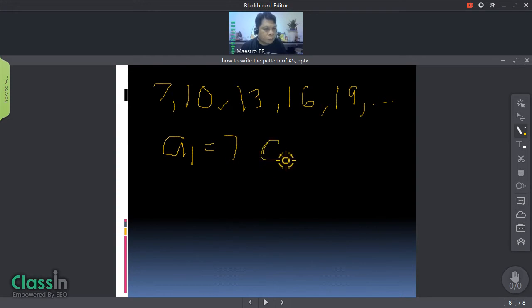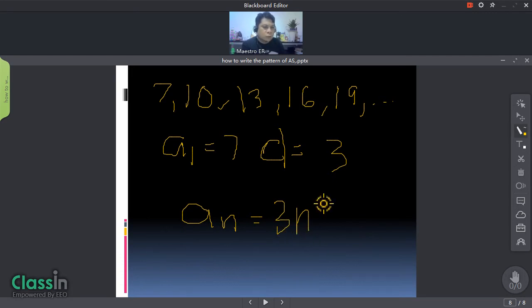Your common difference D is equal to 3 because we have to add 3 to obtain the next term. So automatically you write your pattern as a sub n equals 3n. So if you let n be 1, 3 times 1 is 3. So what number must you add or subtract to make it 7? So plus 4.